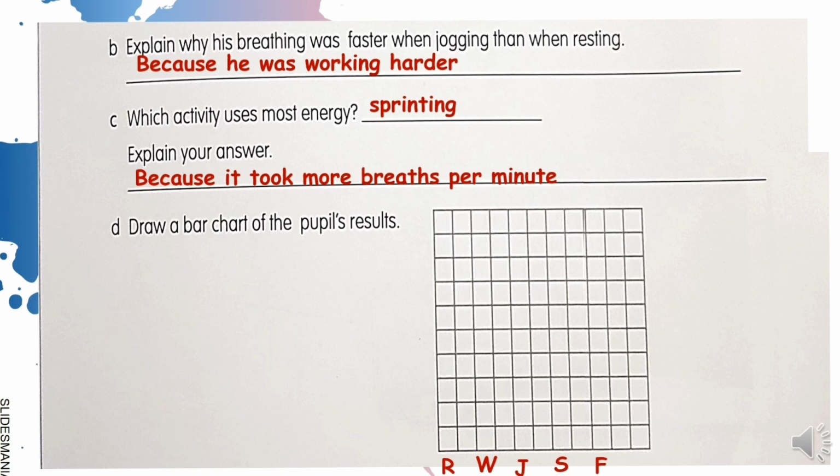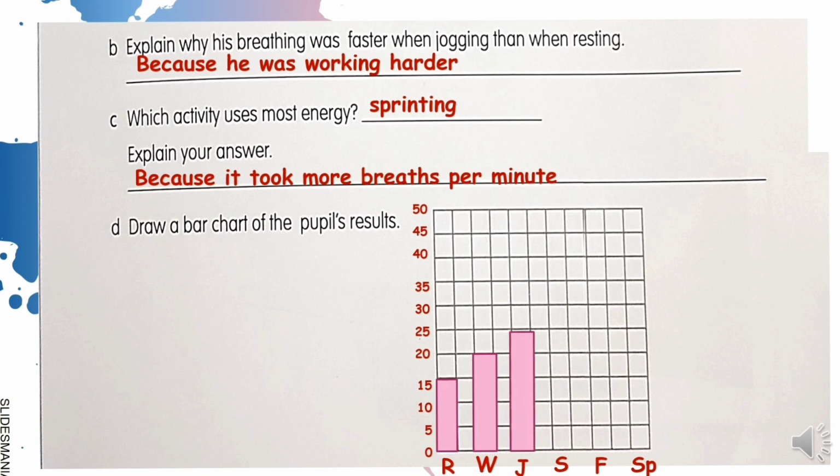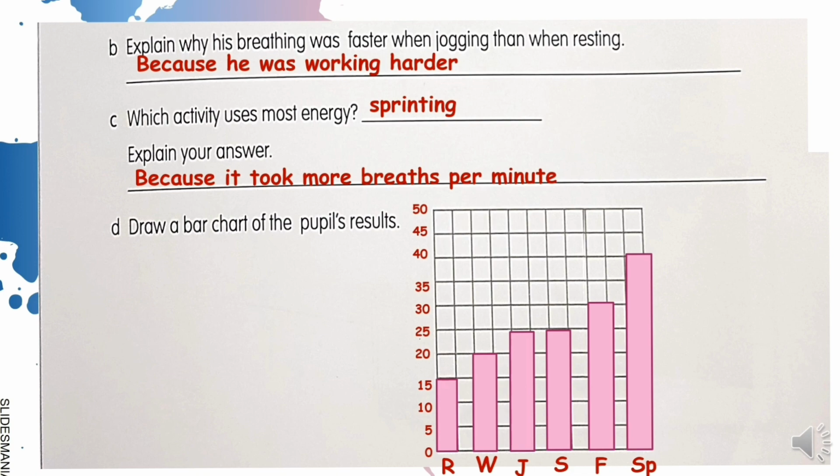And on these sides we will write the numbers 0, 5, 10, 15, 20, 25, 30, 35, 40, 45, 50. Now when you draw the bar chart, how many breaths does resting take? It takes 15, so you will color 3 boxes. What about walking? It takes 20, so you take 4 boxes. The next one takes 25, and the next one also 25. The next one takes 30, and the last one takes 40. So this is how you can draw the bar chart.